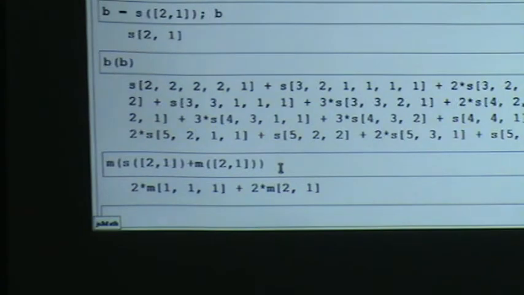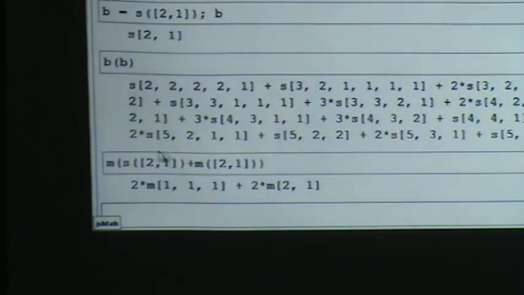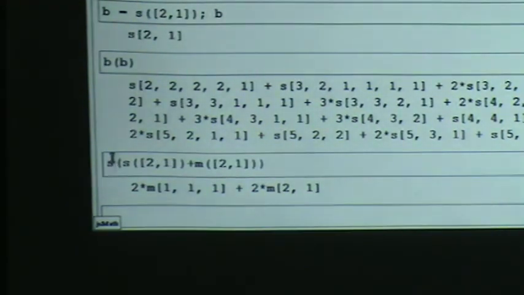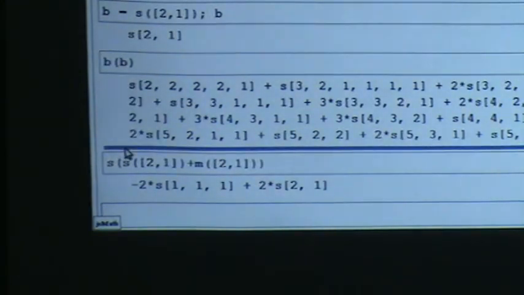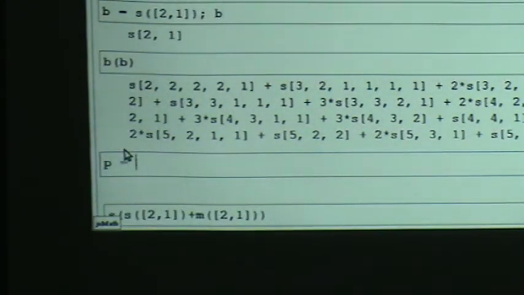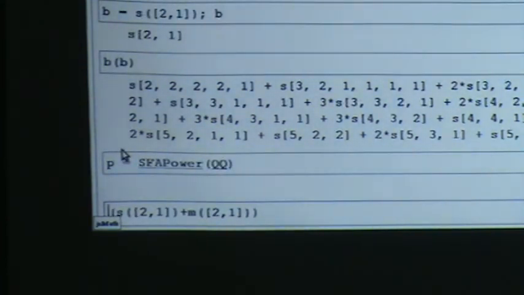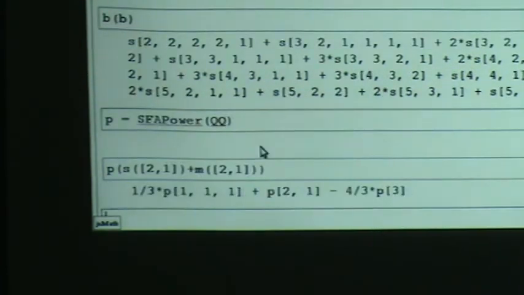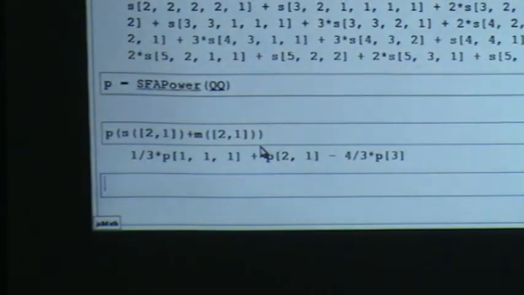So if you want to force it to be in the monomials, then you just do that, or I could make SFA power and just put in the power sum. So yeah, on that note, I think that will end and take any questions.